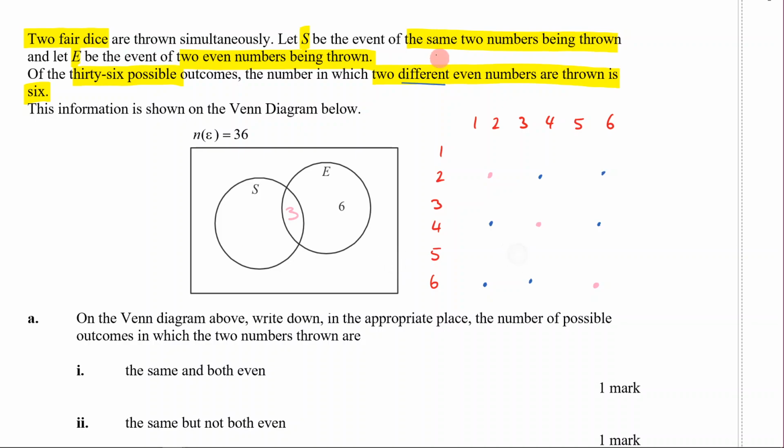Okay, the next thing that we're going to do is fill out this section here. Remember, S is the same two numbers being thrown. So that would mean 1 and 1, 2 and 2, 3 and 3, 4 and 4, 5 and 5, and 6 and 6. So 3 of those are the same number, but they're not even numbers, because remember, that's this intersection point right here. So 3 goes there. Now, if I have 3 plus 3, that's 6. 6 plus 6 is 12. If I have a total of 36, that means 24 is going to go out here. Okay, that all looks pretty good. And hopefully you can see how this table helped us out here.